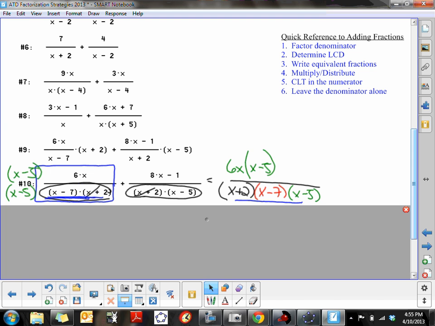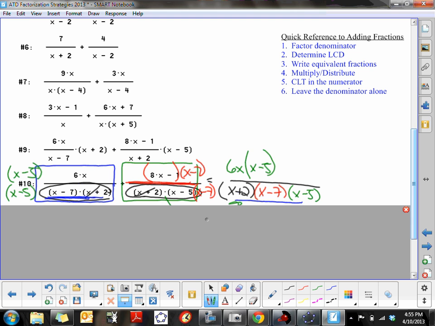Then I go to the second fraction that I'm adding. I compare its denominator with the common denominator and ask what it is missing. I've got the x plus 2 and x minus 5, so it's missing the x minus 7. I have to multiply the top and bottom by x minus 7 to create an equivalent fraction. Keep in mind, fraction bar means grouping symbol. So I have to take the 8x plus 1, which was grouped by the fraction bar, times x minus 7.